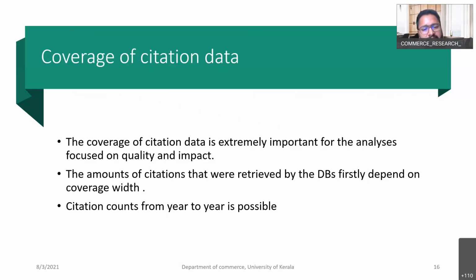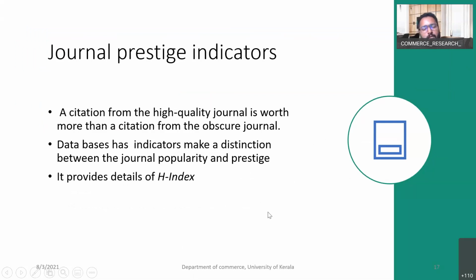The amount of citations retrieved by the databases firstly depends on coverage width. Citation counts from year to year are possible. There are journal prestige indicators. A citation from a high quality journal is worth more than a citation from an obscure journal. I already explained, a citation from a high quality journal is worth more than a citation from an obscure journal.